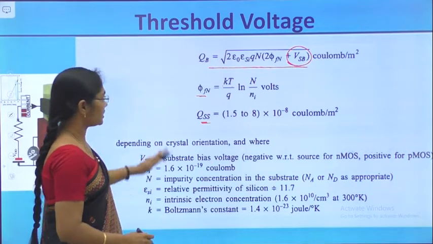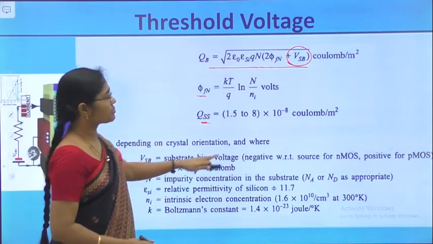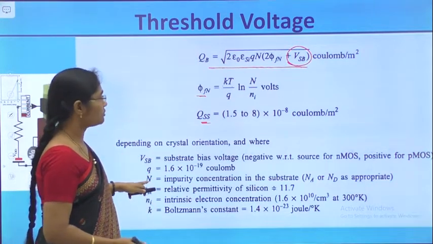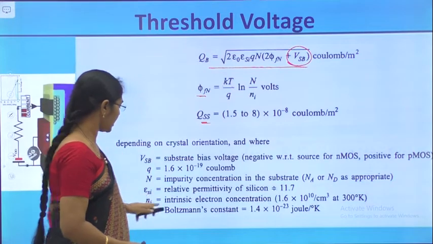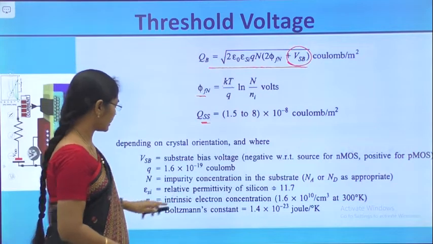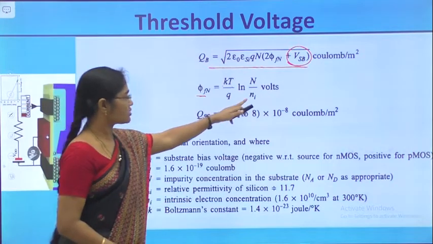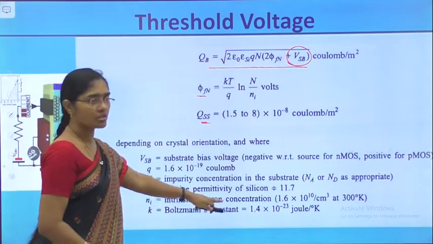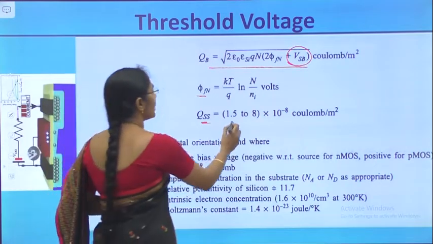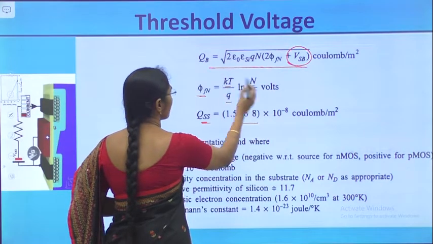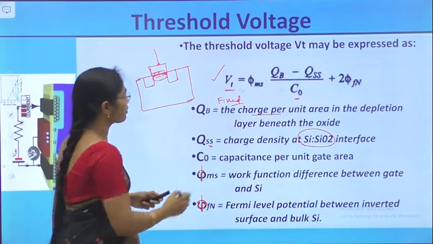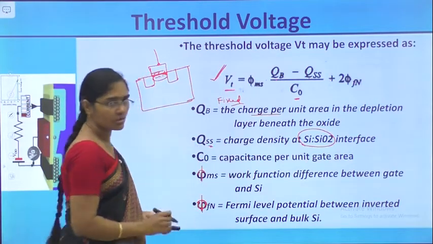So here all these are the representations. Substrate bias potential is represented as VSB, Q is the electron charge, and impurity concentration is defined with Ni, and epsilon Si is permittivity of silicon. Ni is intrinsic electron concentration and K is the Boltzmann constant. So with all the fixed values, QB is always fixed, phi n fixed and QSS fixed. Therefore this Vt is fixed always.